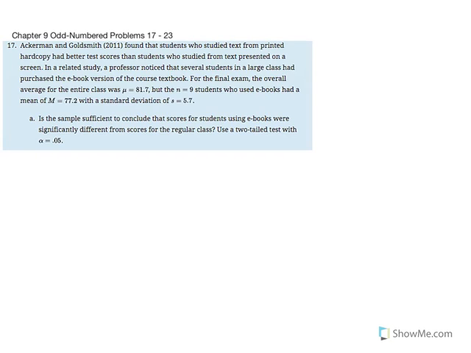Chapter 9, Odd Number Problems 17 through 23. Number 17, Ackerman and Goldsmith found that students who studied text from print and hard copy had better test scores than students who studied from text presented on a screen.